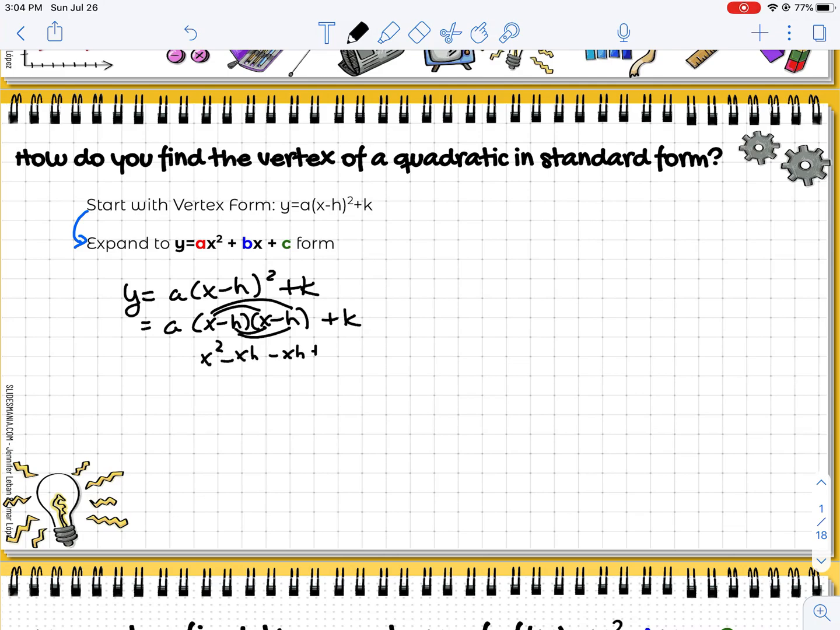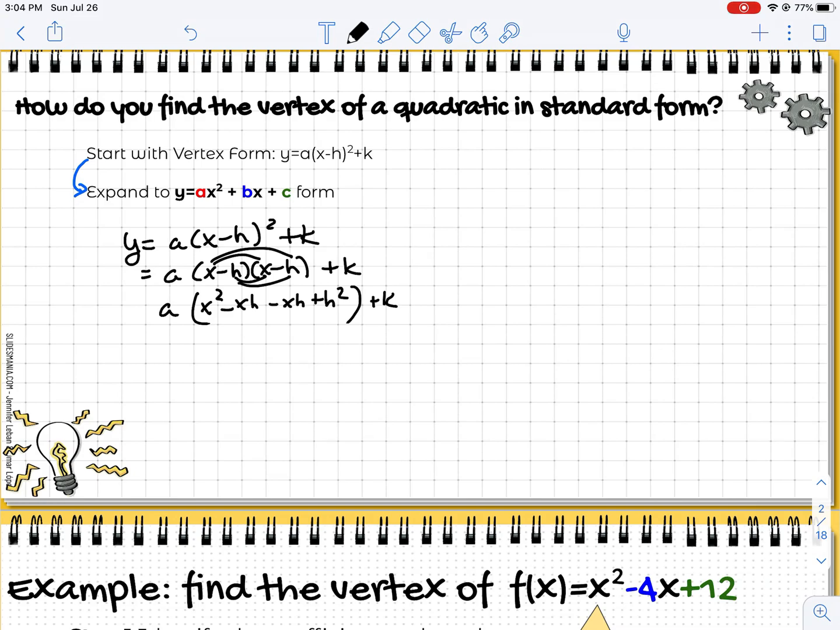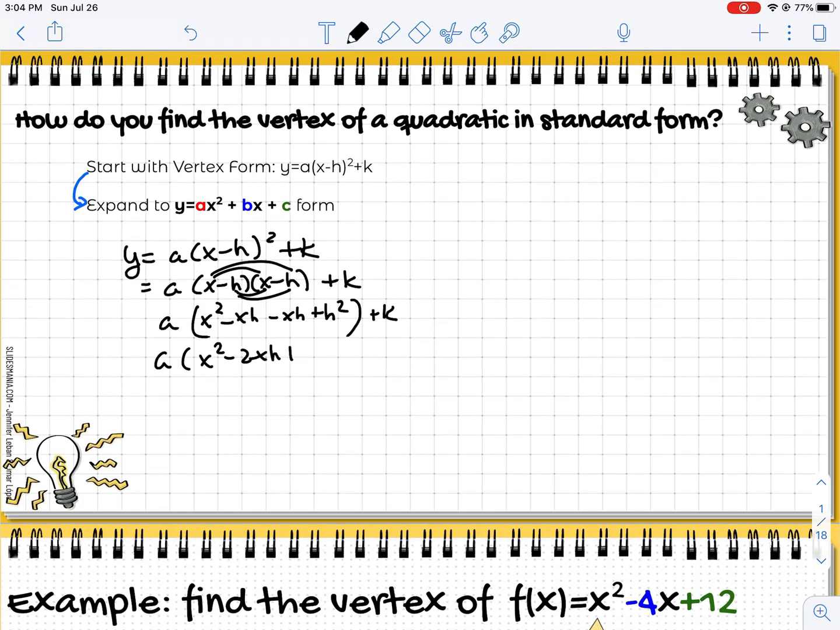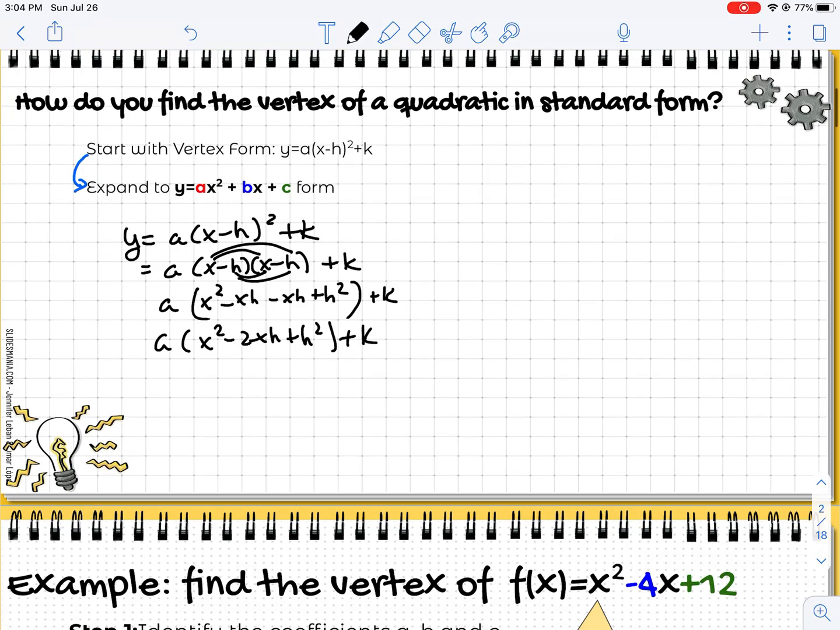It looks a little weird because it's all just variables, right? So x times x, h times x, h times h. We still have the a and the k there. So the next thing I'm going to do, like I've shown you in the past, is combine those like terms. I have that xh happen 2 times, so I'm going to do 2xh, plus h squared plus k. And then from here, I can distribute my a value to everything in there. So ax squared minus 2axh plus ah squared plus k.